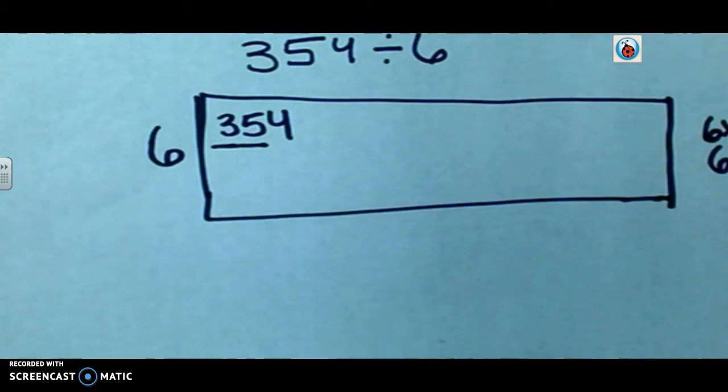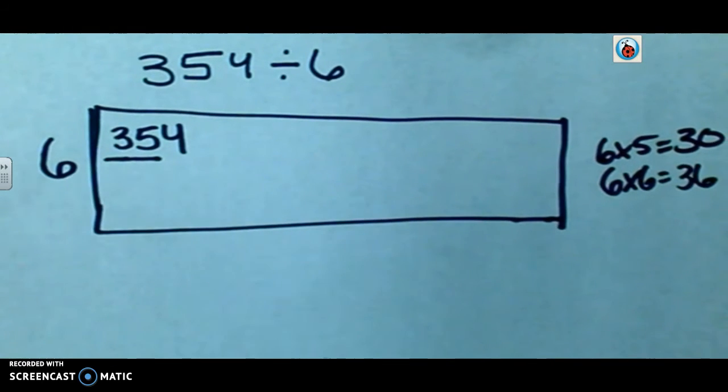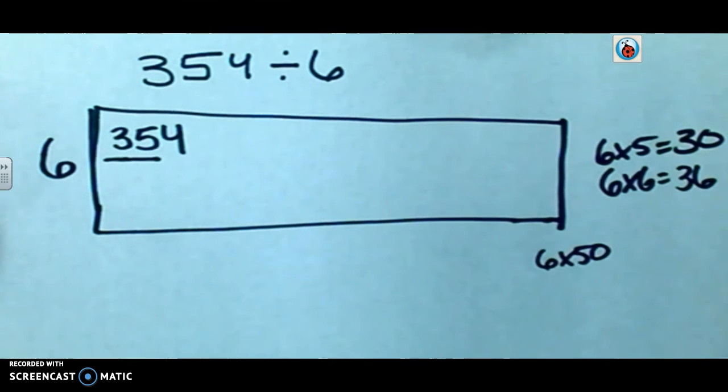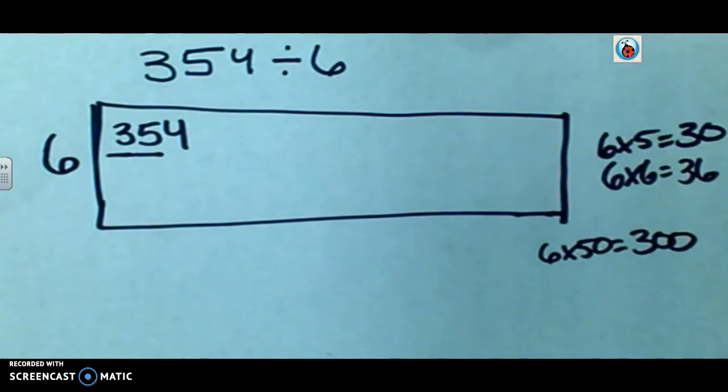So using my knowledge of tens and multiplying, I could say that 6 times 50 is equal to 300. Okay. After you figure out that I'm getting closer, so I still have quite a bit to go, but I already have 300 of it gone. So what I would do is I would then do the next step.